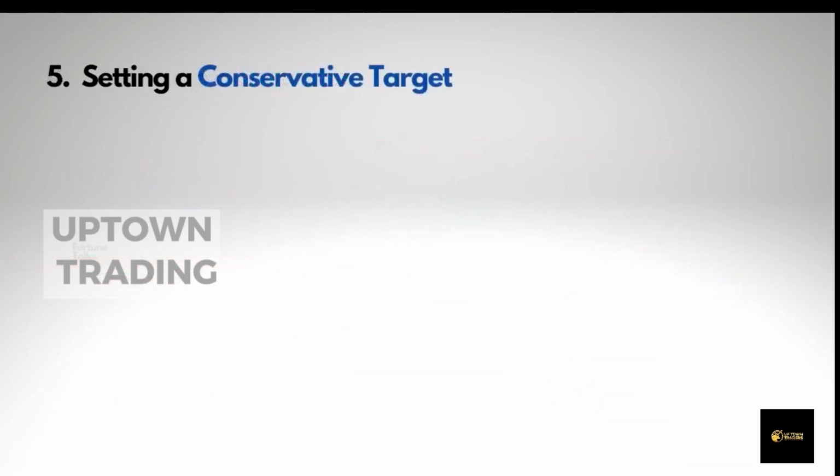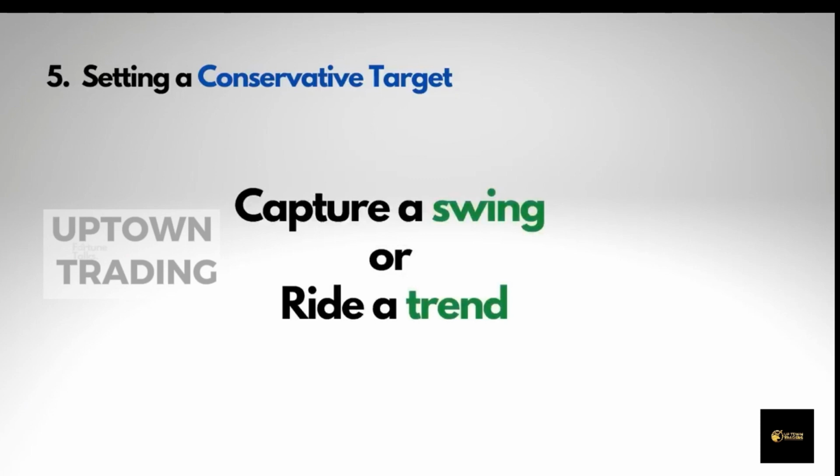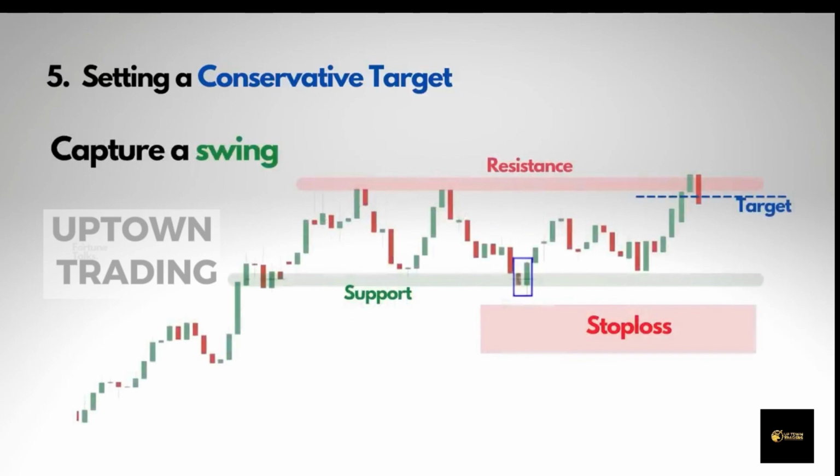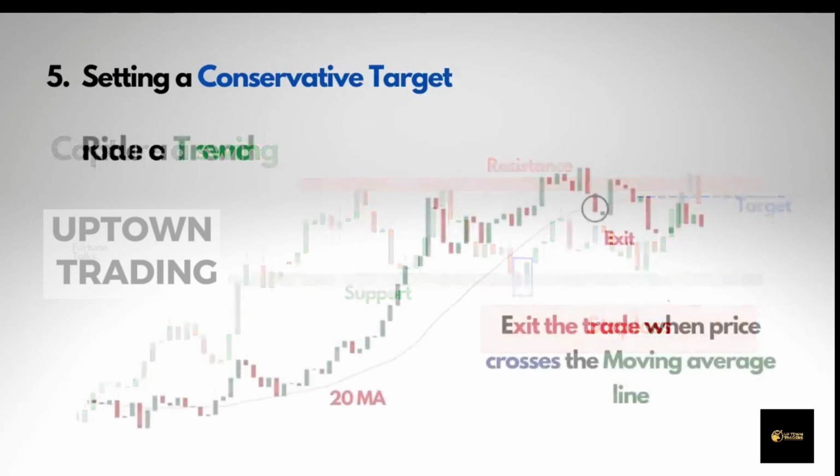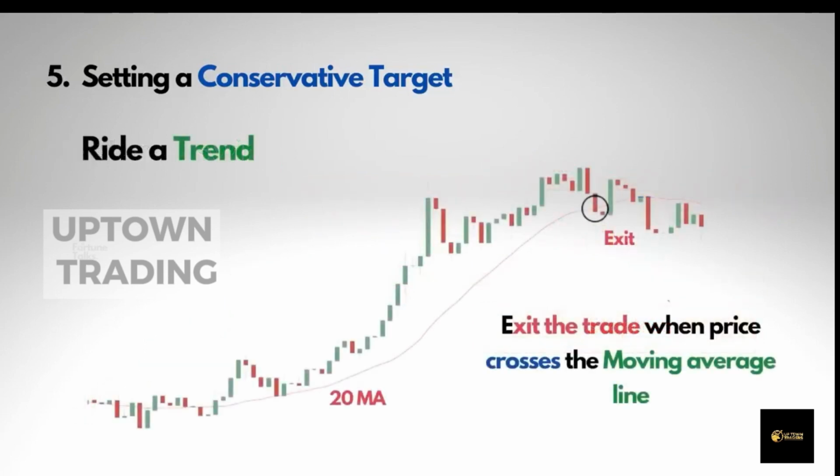And the final point to consider is to set a conservative profit target. Now, your exits depend on your goals. So what do you want to accomplish? Either you can capture a swing or ride a trend. If you want to capture a swing, then you can exit the trades before the opposing pressure comes in. For example, if you are long in the market, then you want to exit your trade before the next resistance level or the swing high where the sellers can come in. And on the other hand, if you want to ride a trend, then you can trail your stop loss as the market moves in your favor. For example, you can trail your stop loss using a 20 moving average.